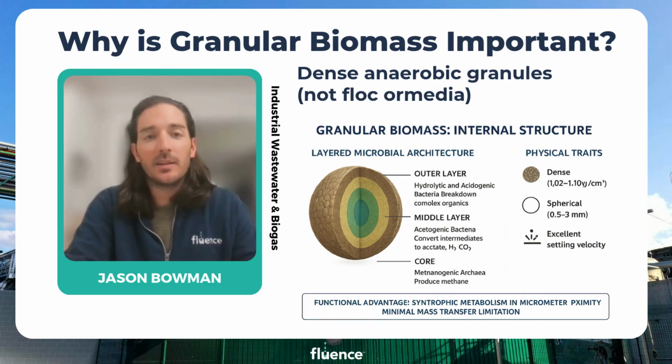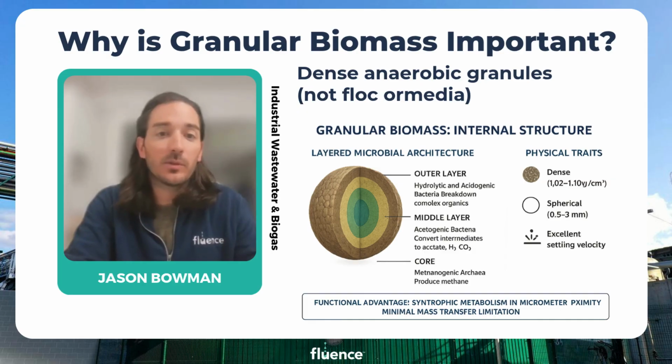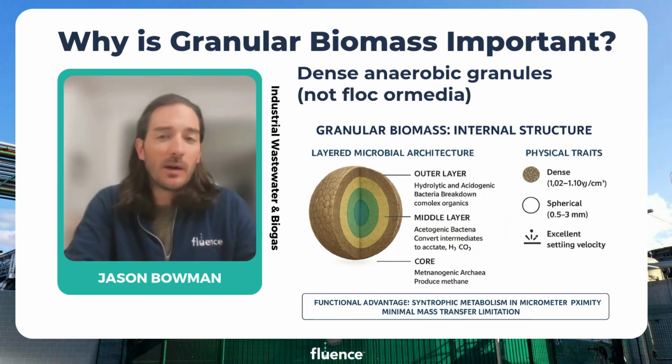Second, the layered structure of the granular biomass supports a balance of microbial species, so it allows slower growing organisms a secure growth space on the inside of the granule. In this slide, we show what typical anaerobic granular biomass looks like. Generally speaking, you're going to find granules between 0.5 to 3 millimeter in diameter, and we'll talk about why and how we optimize the size selection in the coming slides.